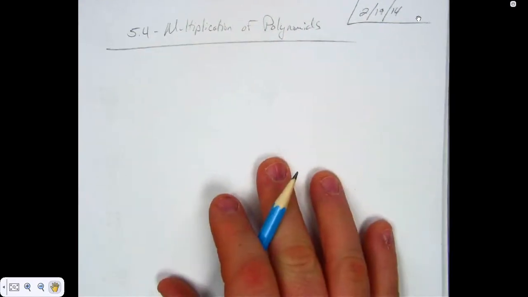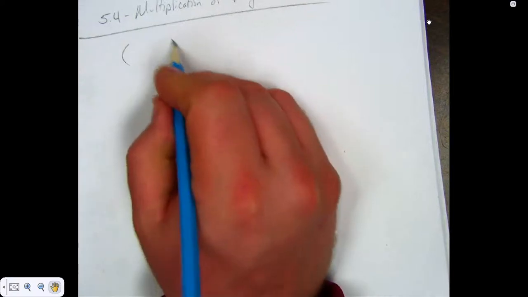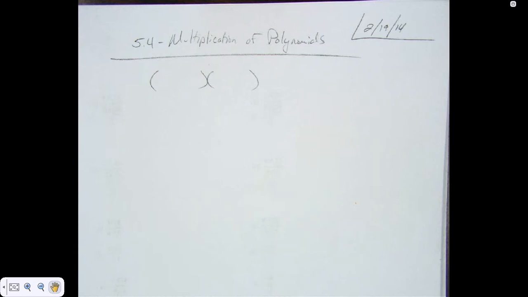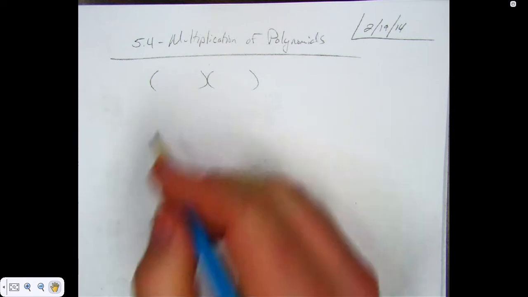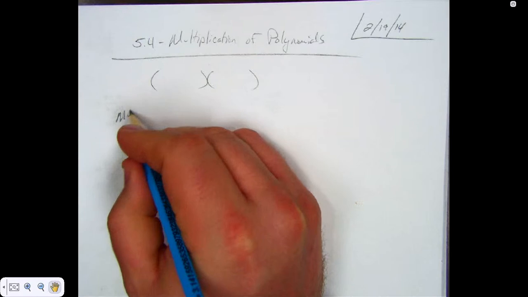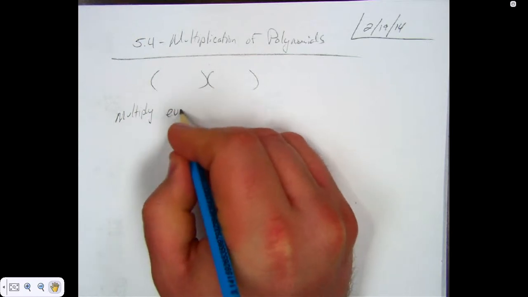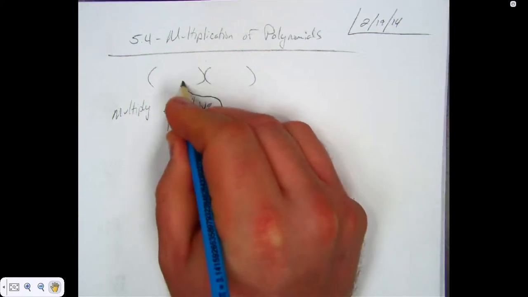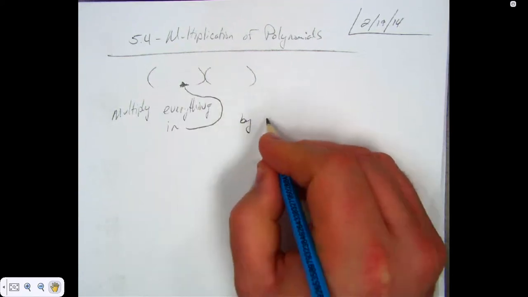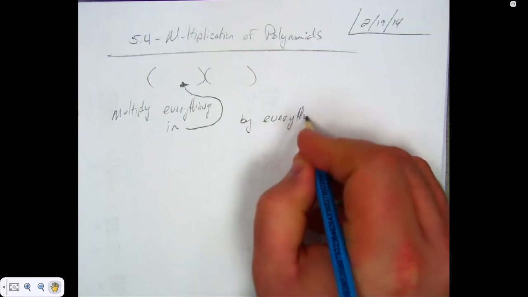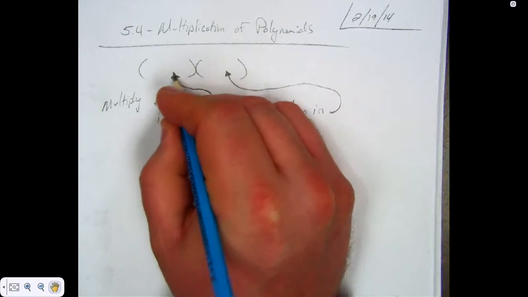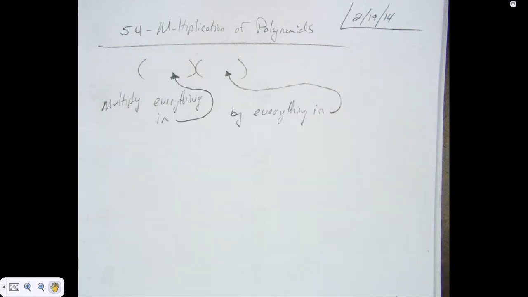Multiplication of polynomials. These are what is called grouping symbols. That's what parentheses are. What this is saying to you is multiply everything in here by everything in here. So if there's only one term in each of them, you only multiply one term, right?